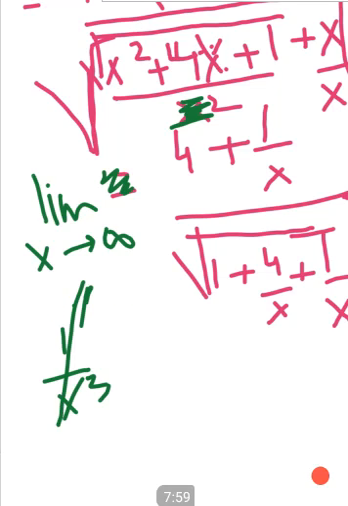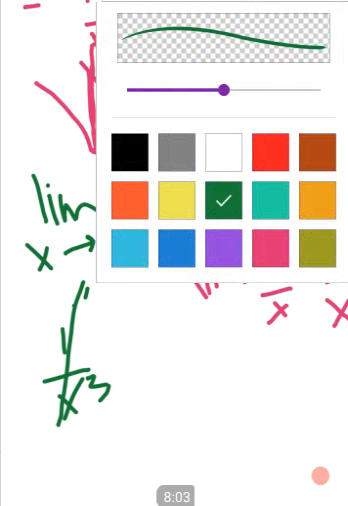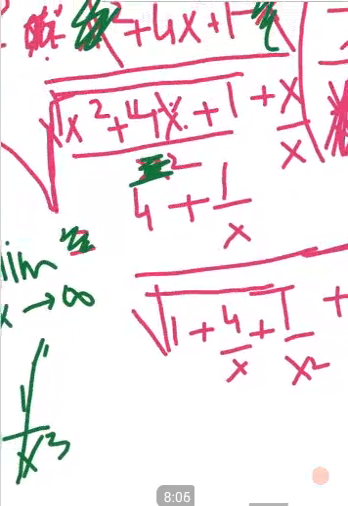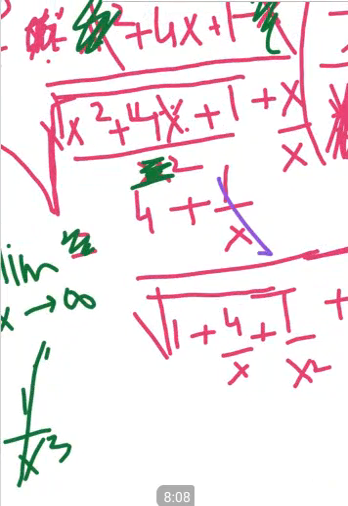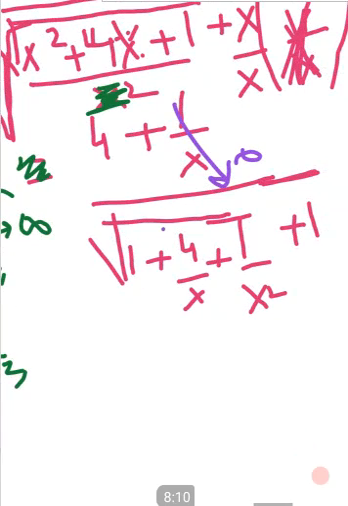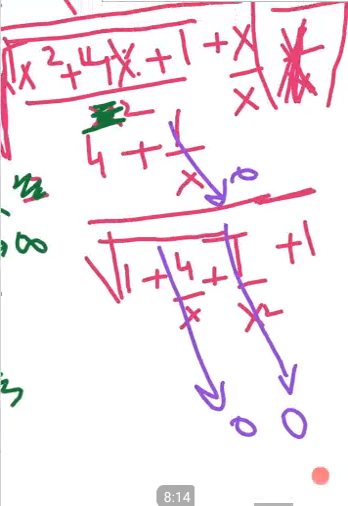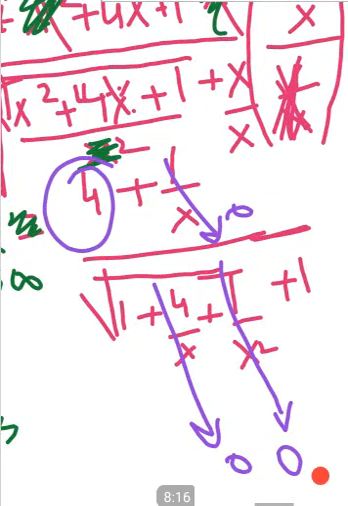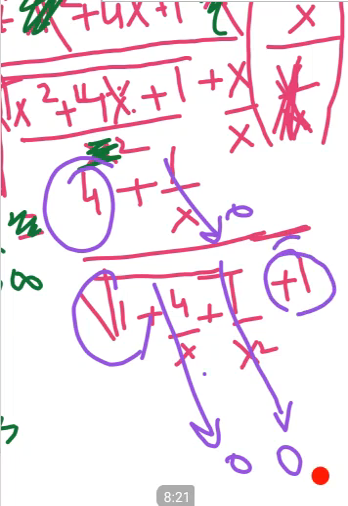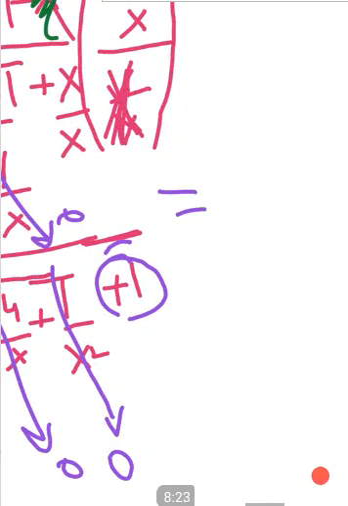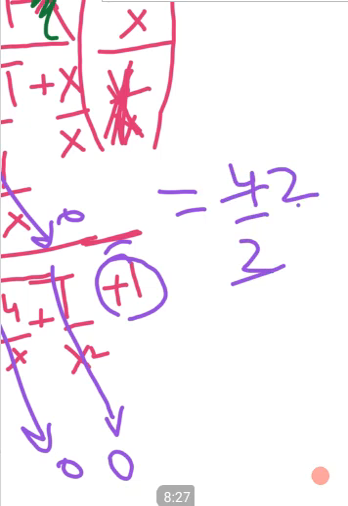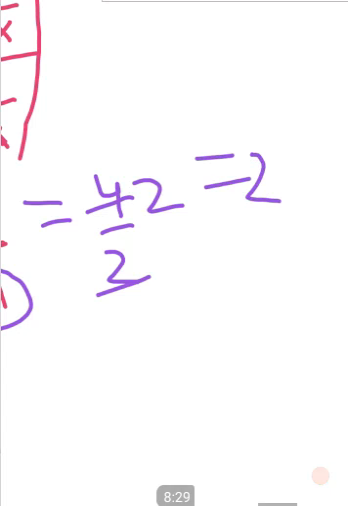So that was just an intuition of how we'll do this question. Now let's cancel out the terms which approach 0. This 1 over x approaches 0, 4 over x also approaches 0, 1 over x square approaches 0. So here we're left with 4, here we're left with root 1 plus 1. So 4 over 2, that is 2. So the answer to this limit is 2.